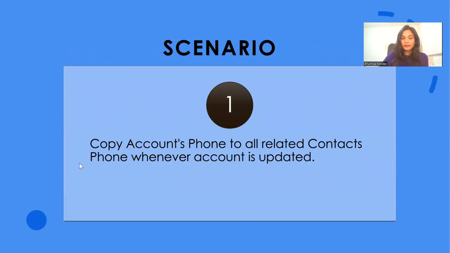This is the scenario that we have to copy account's phone number to all the related contacts' phone whenever account is updated. So on account I'll have a phone number, and whenever I make any change to the account's phone number, then if there are any related contacts, all the contacts should get updated with the phone number that I have updated on the account. So account is the parent and contacts are the child here. So let's just go ahead and get started.